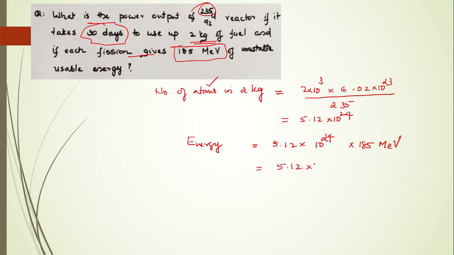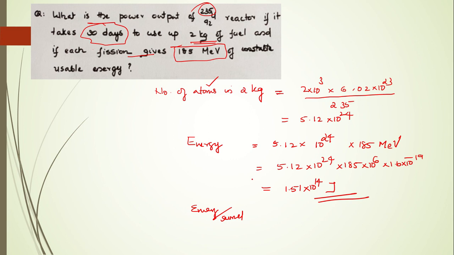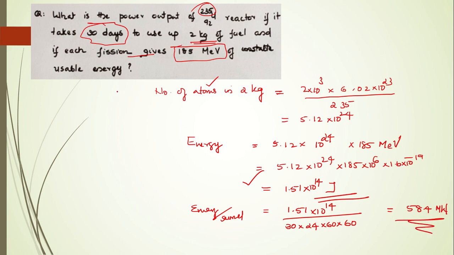So if we just convert that into joule, so that much into 10 to the power of 6 into 1.6 into 10 to the power of minus 19, we get the value as 1.51 into 10 to the power of 14 joule. Then we can easily find the energy released per second. This is the energy over 30 days. So we can find per second by dividing that value by that 30 days. So 30 into 1 day, 24 hours into 60 minutes into 60 seconds. On solving, we get 58.4 megawatt. So that much energy is released per second.